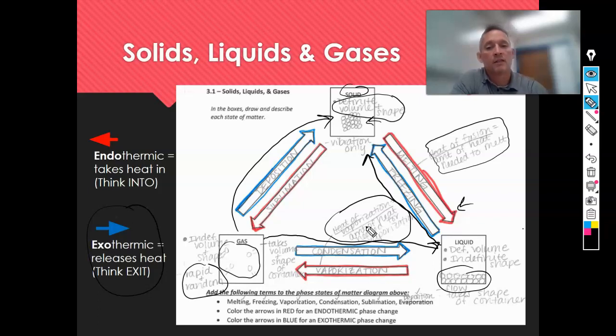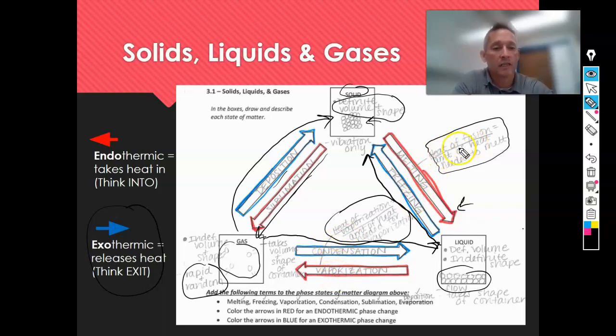So what you're going to do now is study this for a little bit. Make sure you get everything written down. Make sure you know the difference between deposition and sublimation. Sublimation is when we add so much heat to it that it goes right to a gas and it skips that liquid phase. Make sure you know the difference between melting and freezing. Make sure you know the difference in condensation and vaporization.